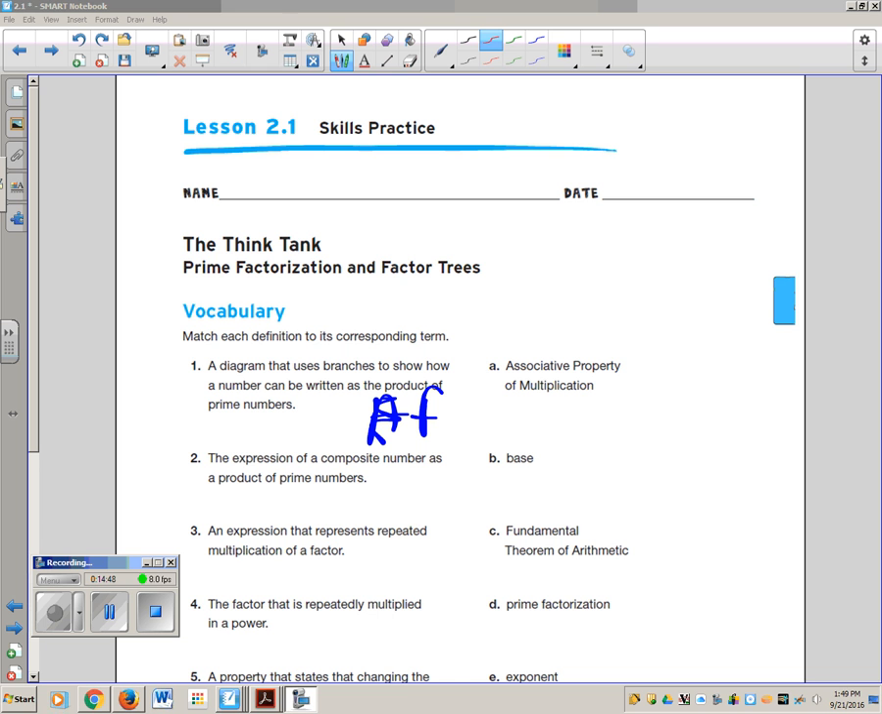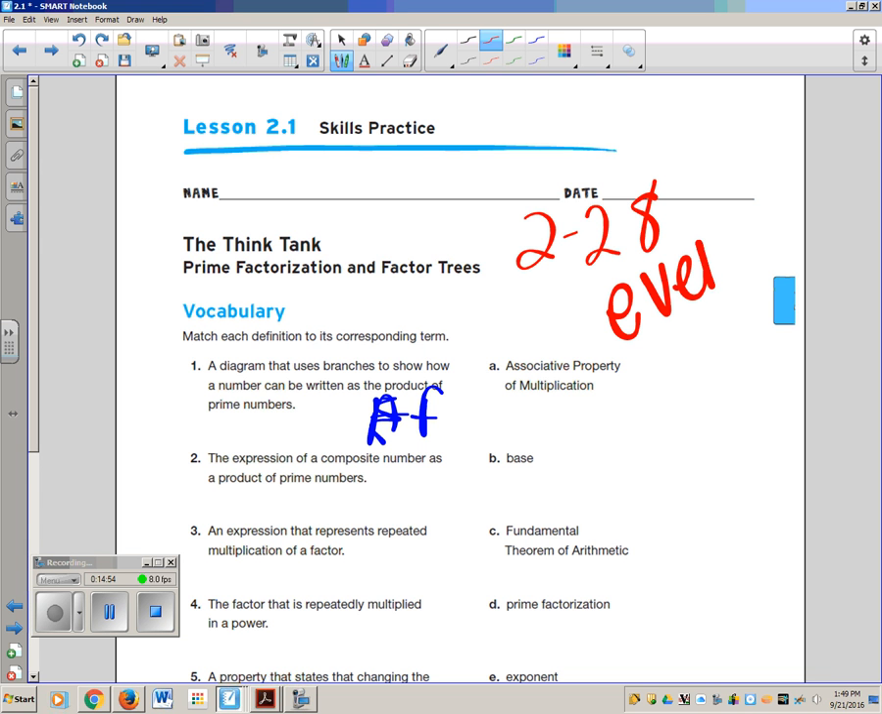Your assignment, write it on the front page. 2 through 28 evens.